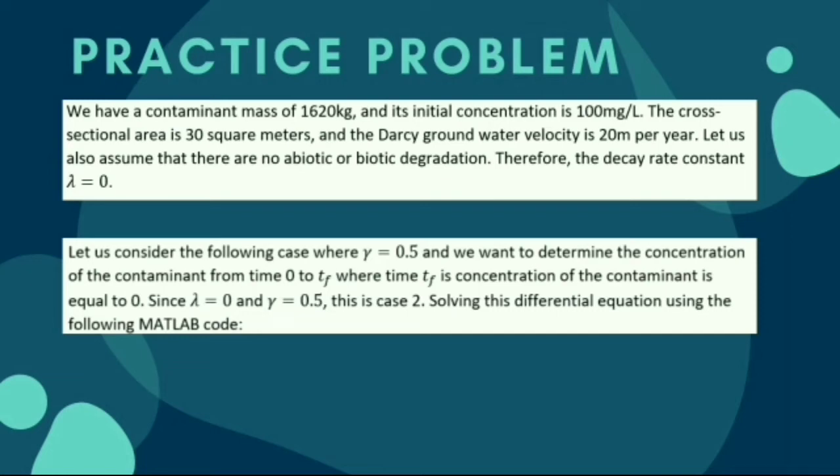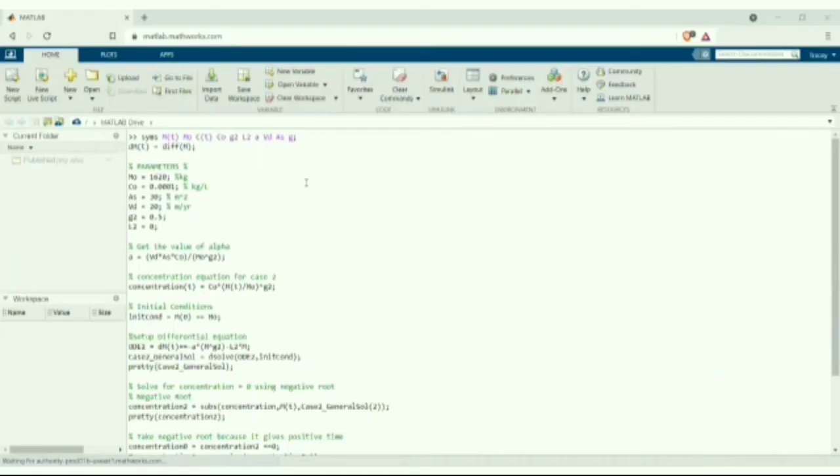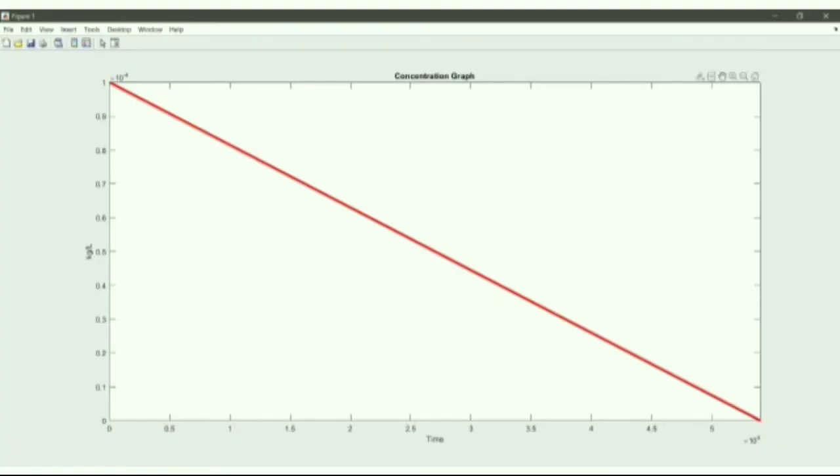Let us consider the case where gamma is equal to 0.5 and we want to determine the concentration of the contaminant from 0 to Tf, where the concentration of the contaminant is equal to 0. Since lambda is equal to 0 and gamma is equal to 0.5, this is case 2. Solving this differential equation using MATLAB code, this is the graph. It tells us that given the following parameters, the contaminants will be gone after approximately 54,000 years if no remediation is taken.